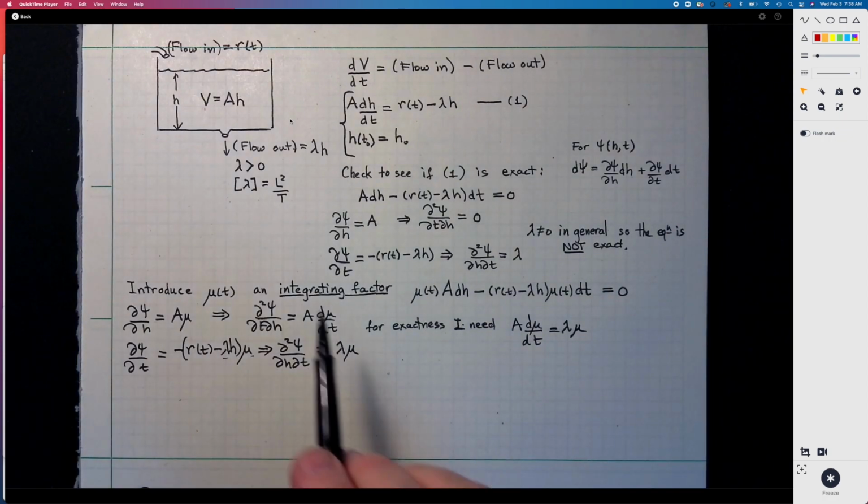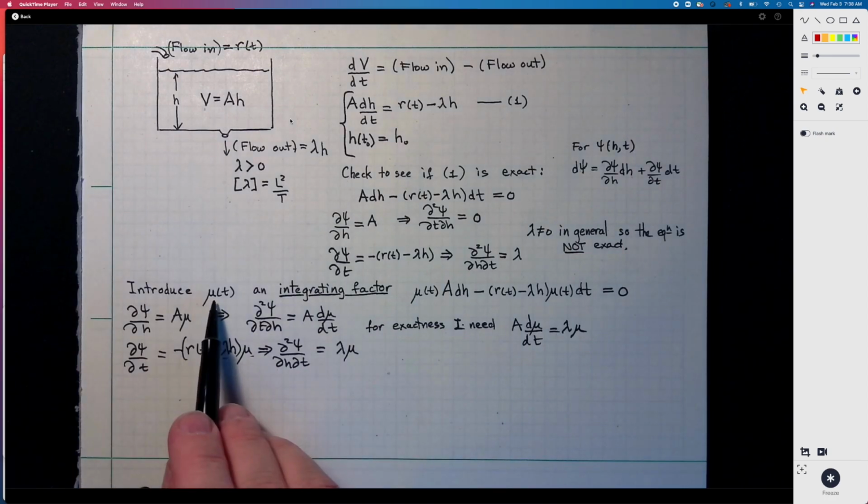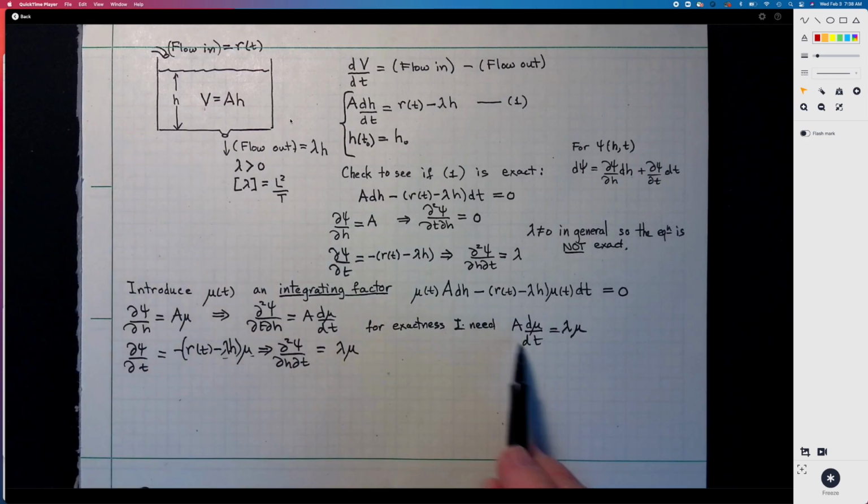And so I had a differential equation. I couldn't solve it. I introduced the integrating factor, mu, multiplied through, and I derived a condition on mu to make the equation exact, and that is itself a differential equation. Now the nice thing is that this differential equation is easy to solve.